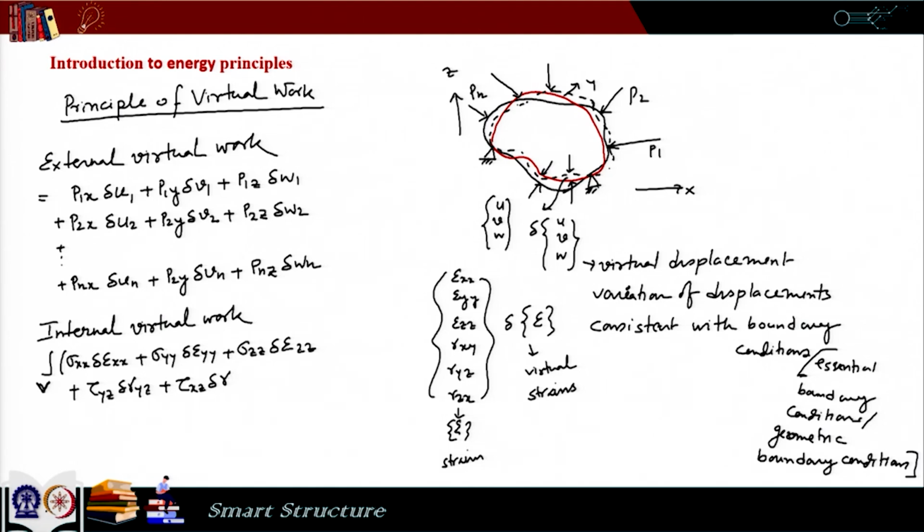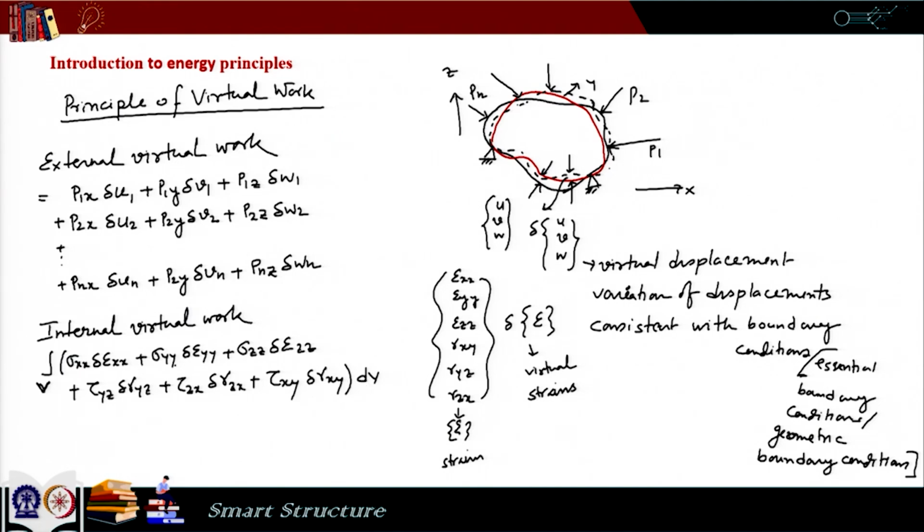Or to be consistent with what I wrote just now, let me call it Zx. It does not matter, stress is symmetric for us. So, Zx and Xz are same. So, this is our internal virtual work.